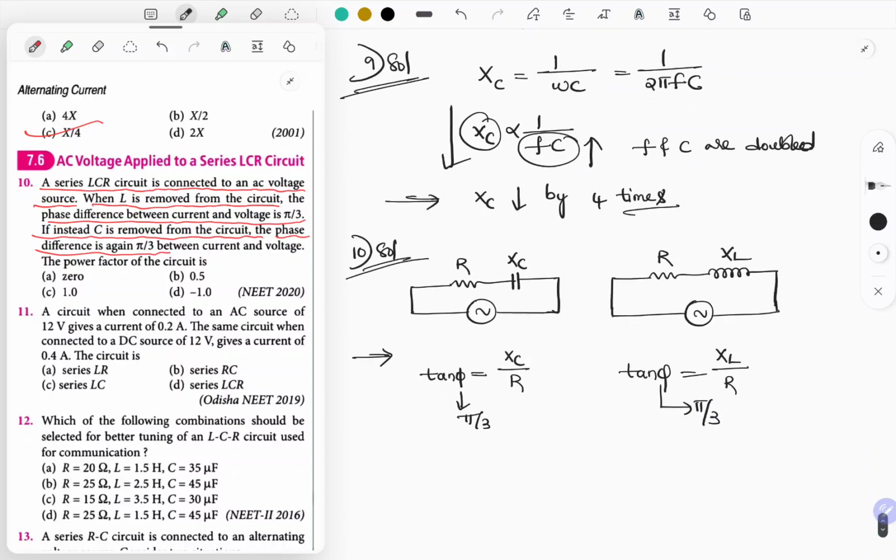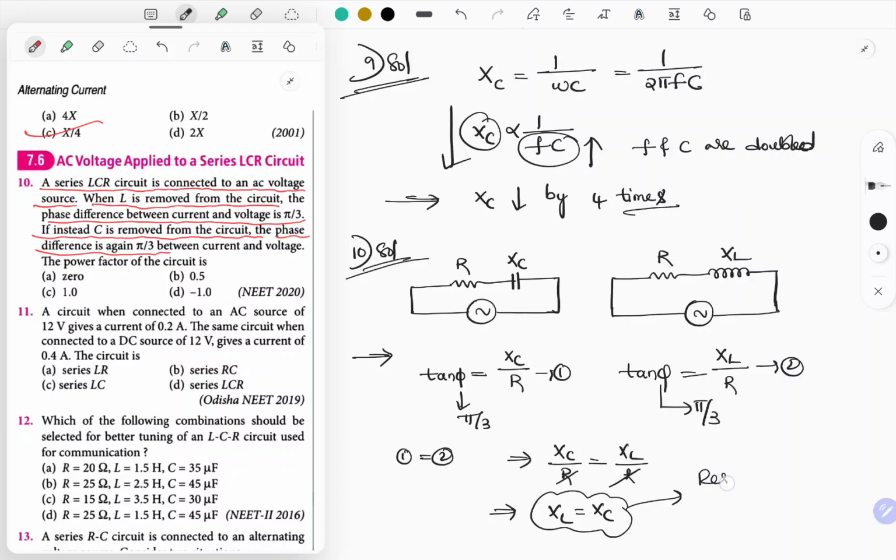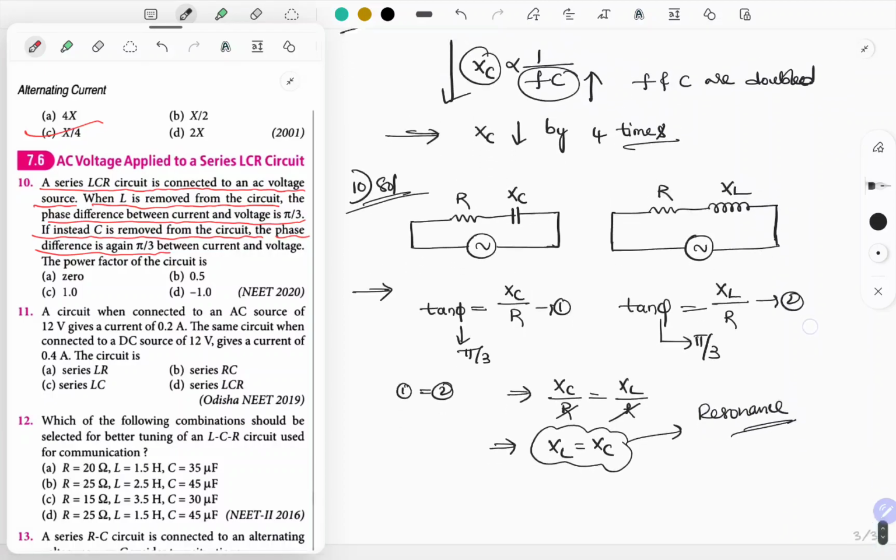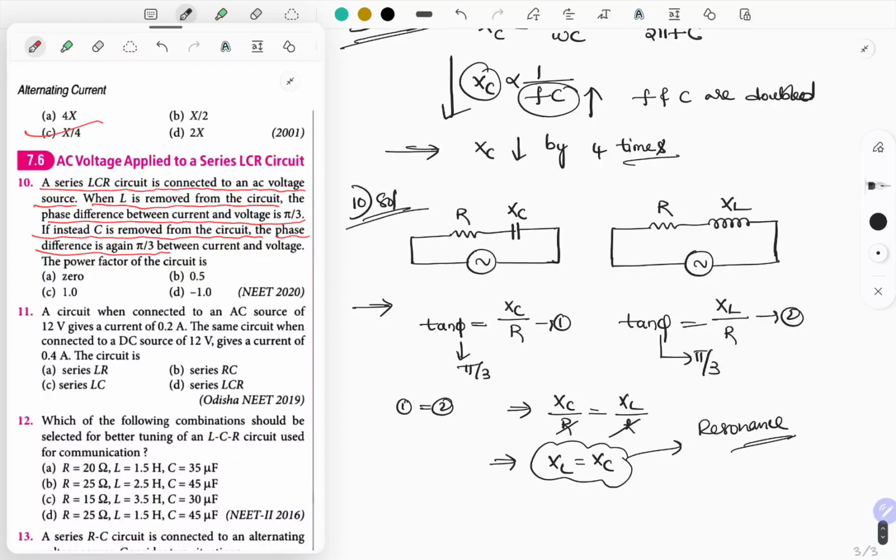As on the left side we have tan pi by 3 and on the right side tan pi by 3, we can equate them. Let's say this is equation 1 and this is equation 2. Equation 1 is equal to equation 2, so XC by R is equal to XL by R. R will get cancelled out, then XL is equal to XC. It means the circuit is under resonance. Resonance in the sense that inductive reactance is equal to capacitive reactance.